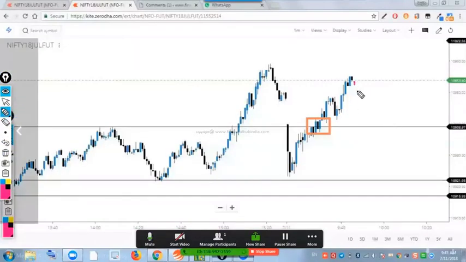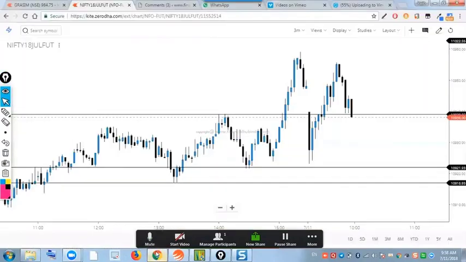So this pullback I was talking about, if this pullback happens, then on this area, on this support level, go for LOC buy entry. So that's what triggered, we got in here.